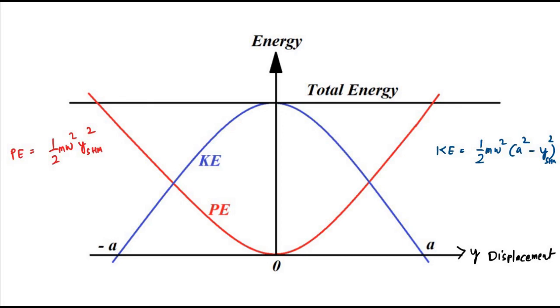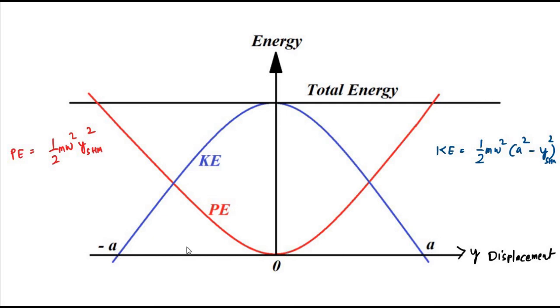Now at y SHM equal to 0, the center or equilibrium position, if we substitute y SHM with 0, kinetic energy will become 1/2 m omega square a square. At the equilibrium mean position, potential energy will be 0. So kinetic energy will be maximum at the equilibrium position, and potential energy will be minimum, 0.